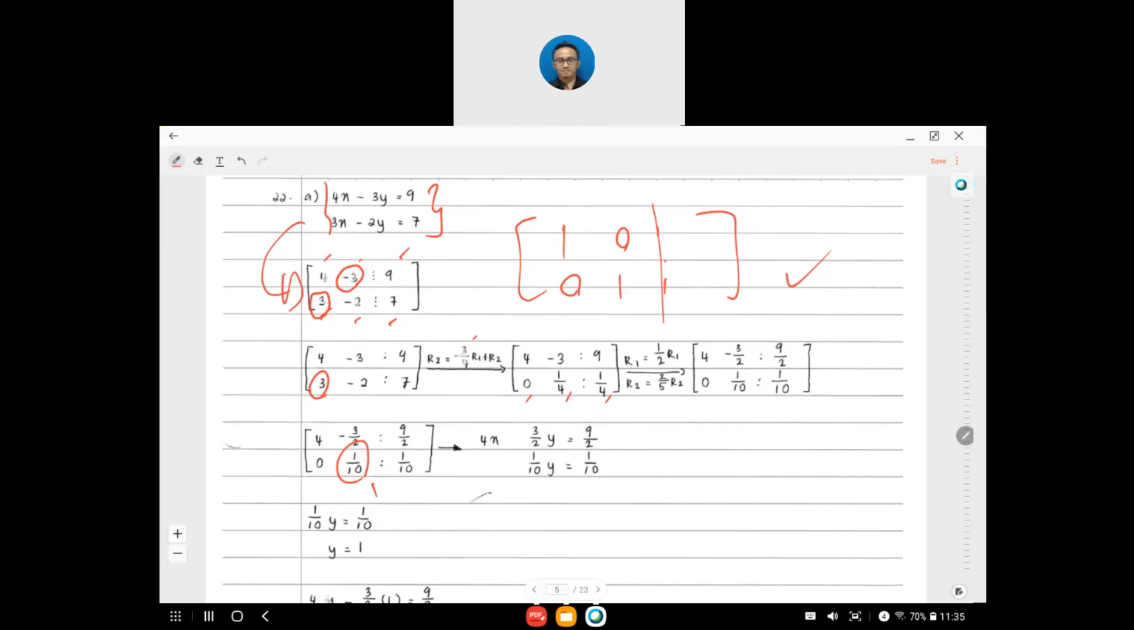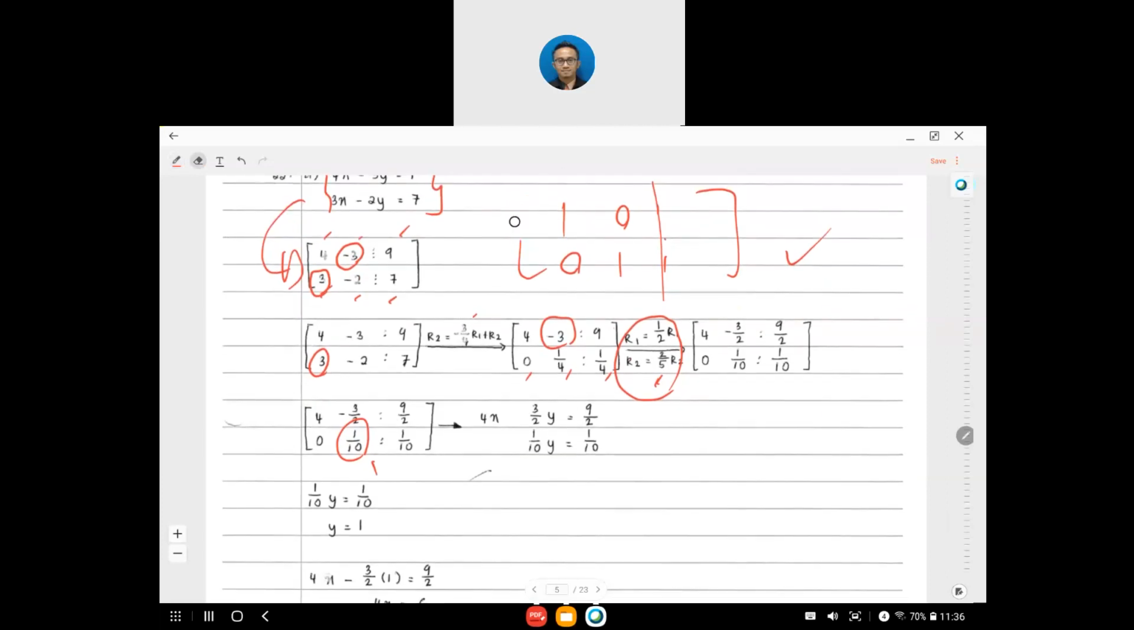Row 1 times by, what is your purpose here? Row 1 times by 1/2. Saya tak faham kenapa awak buat ni. Okay. Supposedly from here, you must change this one first. Okay, -3 or -3 becomes 0. So maksudnya awak kena tukar situ.